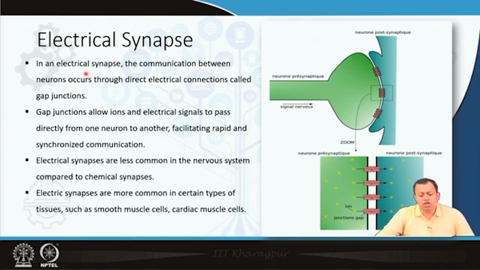Electrical synapse: the communication between neurons occurs through direct electrical connections called gap junctions. Gap junctions allow ions and electrical signals to pass directly from one neuron to another, facilitating rapid and synchronized communication. Electrical synapses are less common in the nervous system compared to chemical synapses. Electrical synapses are more common in certain types of tissue such as smooth muscle cells, cardiac muscle cells, etc.